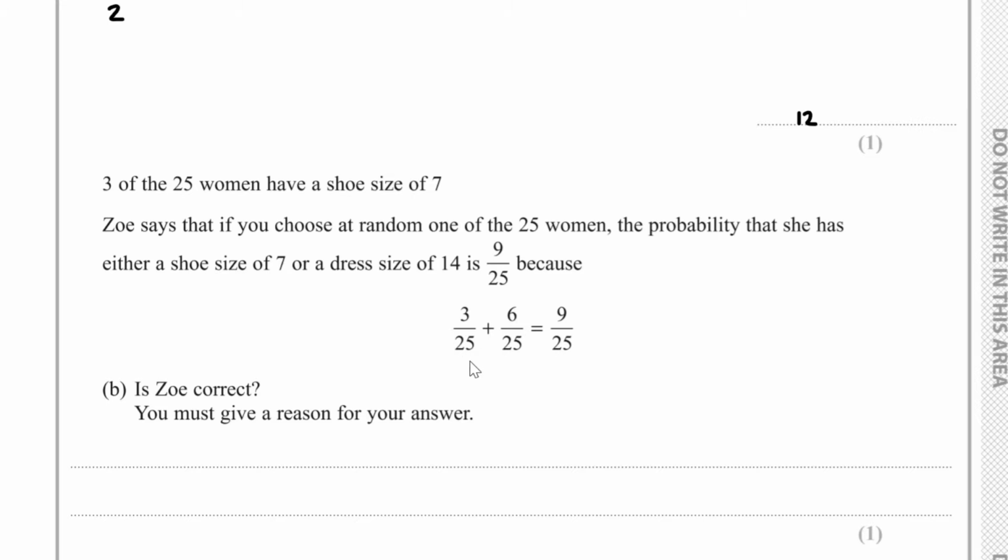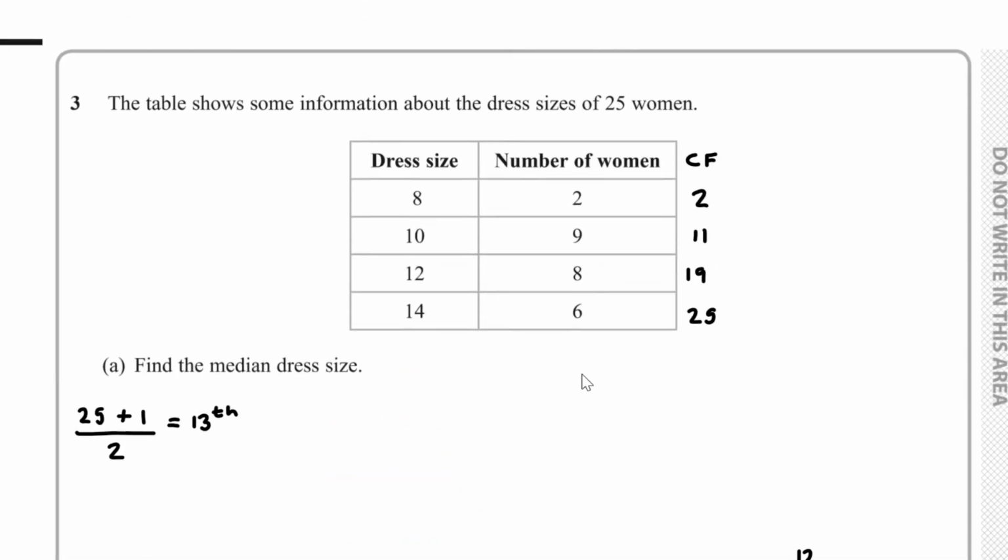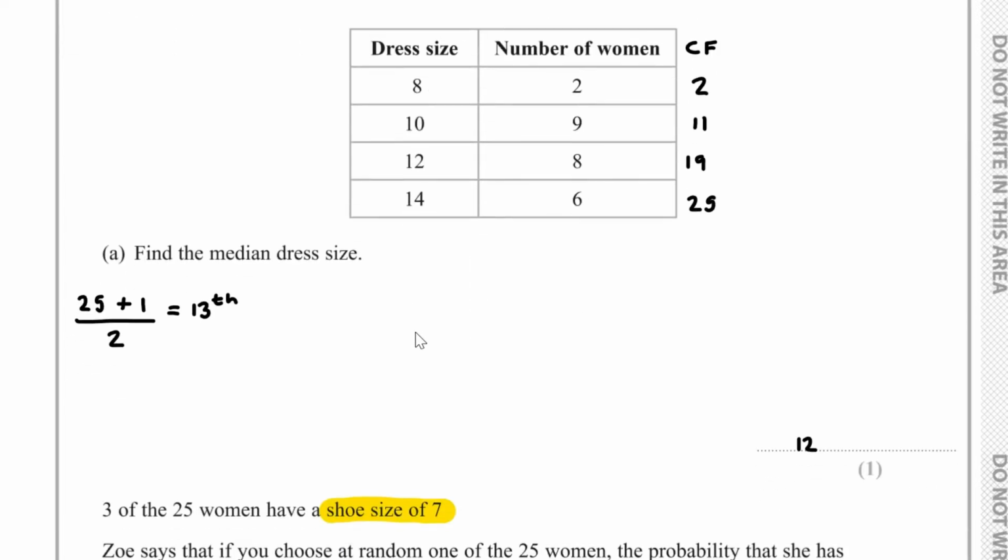so the 3 over 25 over here, this represents those women who have a shoe size of 7. So here we have shoe size of 7, as we see here. And the 6 over 25, well, if we go back, there's 6 women out of the 25 who have a dress size of 14.